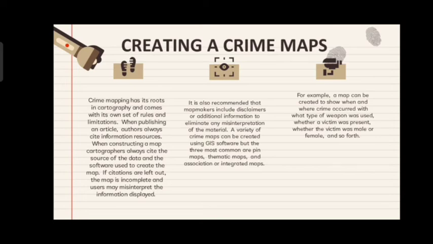Creating a crime maps. Crime mapping has its roots in cartography and comes with its own set of rules and limitations. When publishing an article, authors always cite information resources when constructing a map cartographies. Always cite the source of the data and the software used to create the map. If citations are left out, the map is incomplete and user may misinterpret the informations displayed. So, para kapag nagpa-publish ka ng books or pag gumagawa ka ng research, you should cite sources. It is also recommended that map makers include disclaimers or additional information to eliminate any misinterpretations of the material.